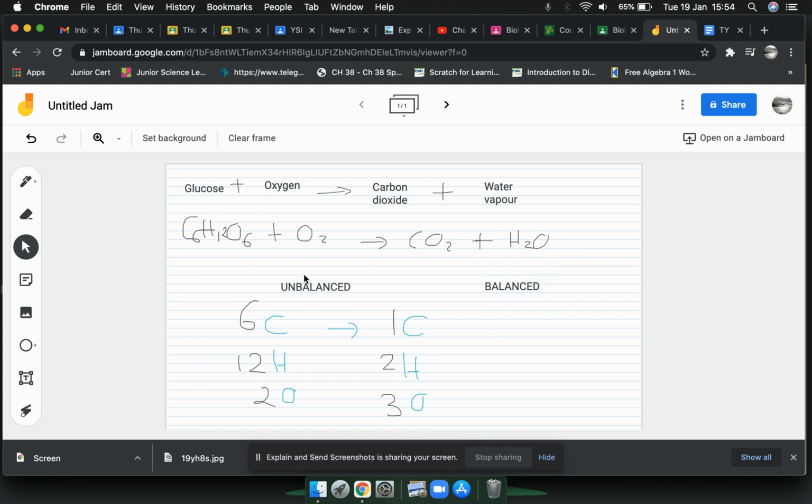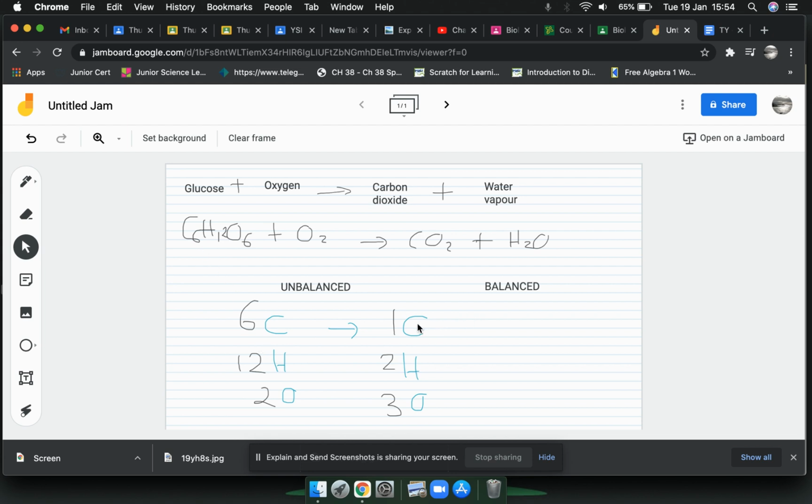A good starting point for this would be to figure out where more atoms are at. So let's look at glucose, for example. Glucose, when we look at it here, is C6H12O6. Can I make any one of these be equal? Well, how about if I look at the carbon first of all? There are 6 carbons on the left, there's only 1 on the right.